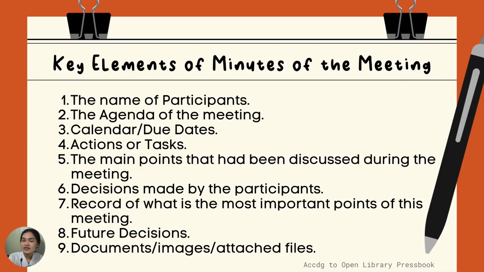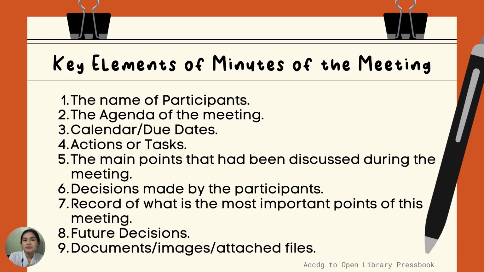So last one to be discussed are the key elements of minutes of the meeting. So there are some common parts that must be included in the minutes documentation, and when drafting this type of document, you must include the following items to make it effective according to the Open Library Press books. First, name of participants. Second, the agenda of the meeting. Third, calendar/due dates. Fourth, actions or tasks. Fifth, the main points that had been discussed during the meeting.